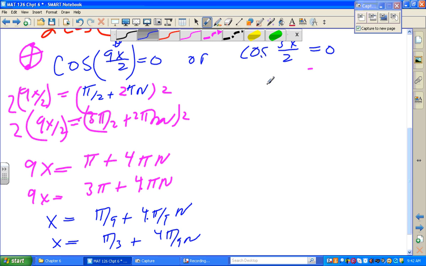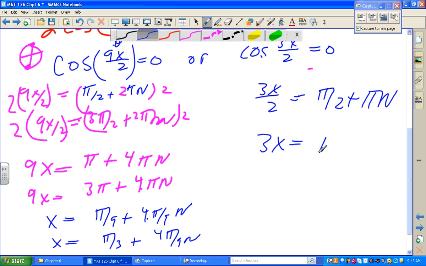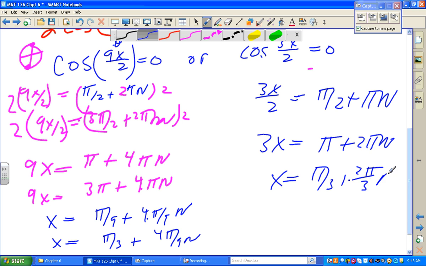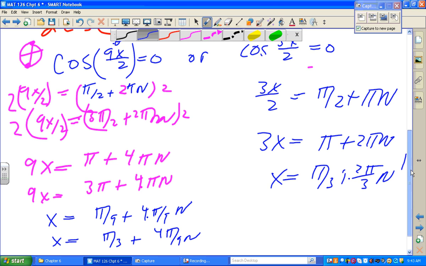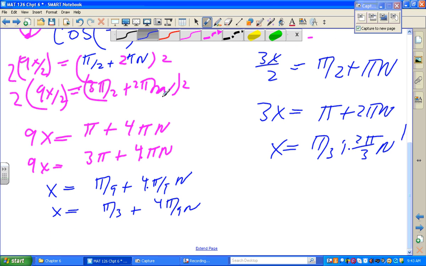So I'm going to have 3x over 2 equals pi over 2 plus pi n. Multiply everything by 2, you get 3x equals pi plus 2 pi n. Then divide by 3: pi over 3 plus 2 pi over 3 n. So you could go with the 4 equation route or the 2 equation route, and I went in between. I went with 3.